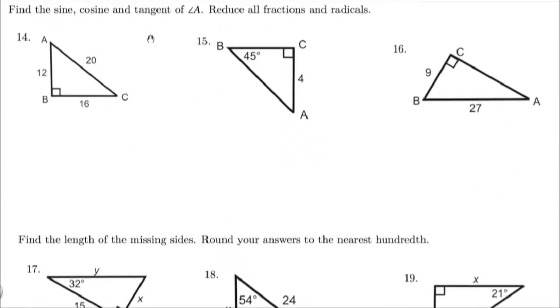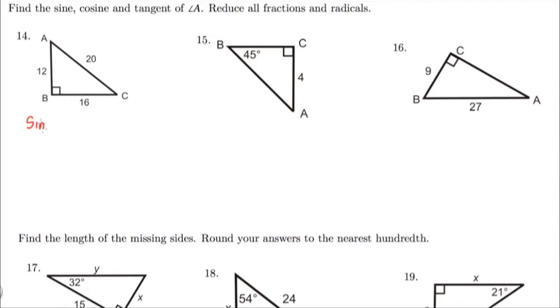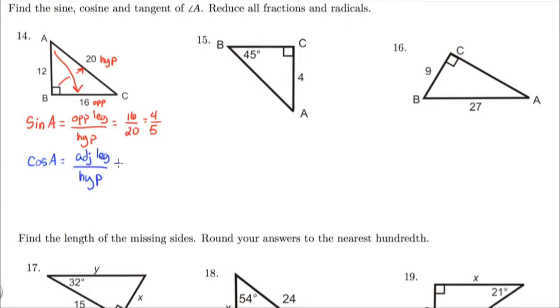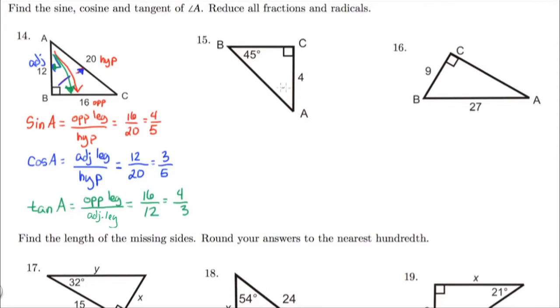All right, the next part, find the sine, cosine, tangent of angle A, reduce all fractions and radicals. So I've got all three sides for number 14. The sine of A would be the opposite leg over the hypotenuse, which would be 16 over 20, which reduces to 4/5. Cosine of A is the adjacent leg over the hypotenuse, which would be 12 divided by 20, which simplifies to 3/5. And tangent of A is the opposite leg over the adjacent leg. So that would be 16 over 12, which simplifies to 4/3.